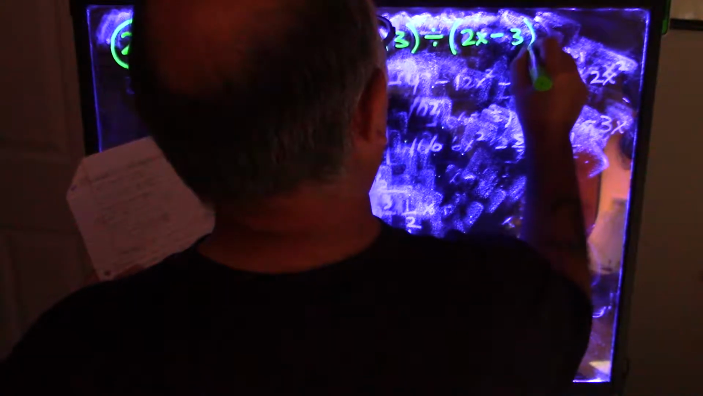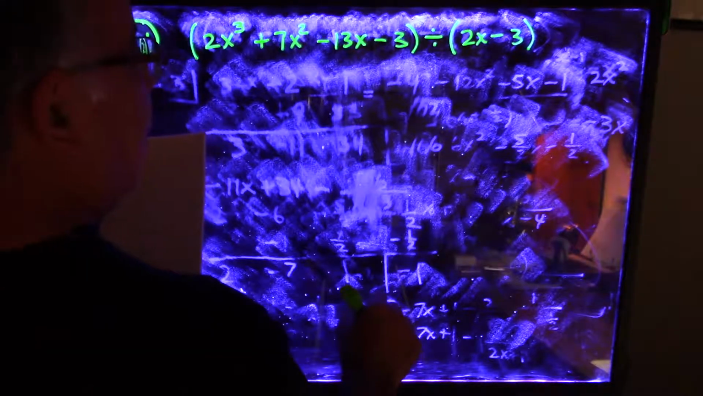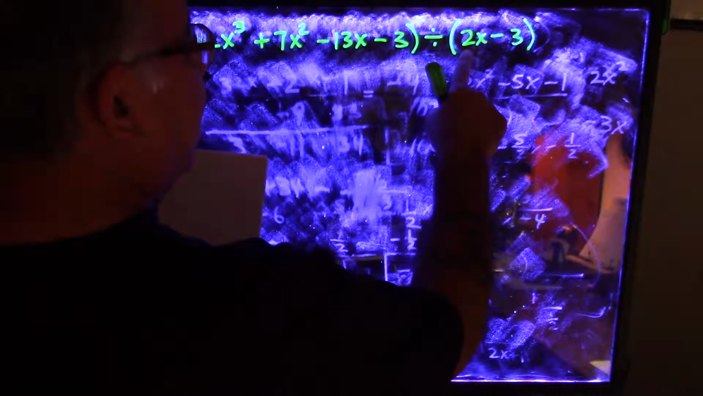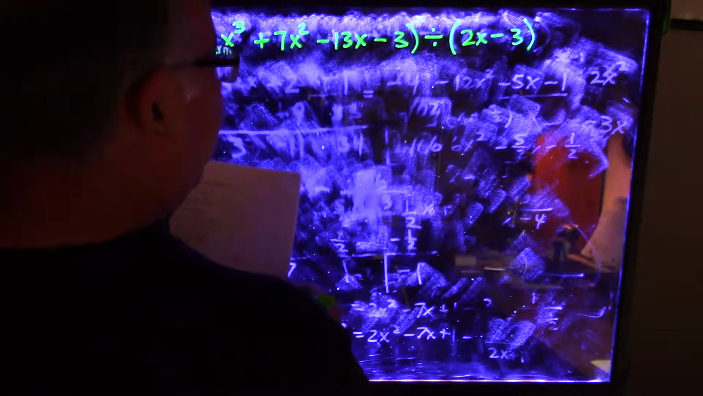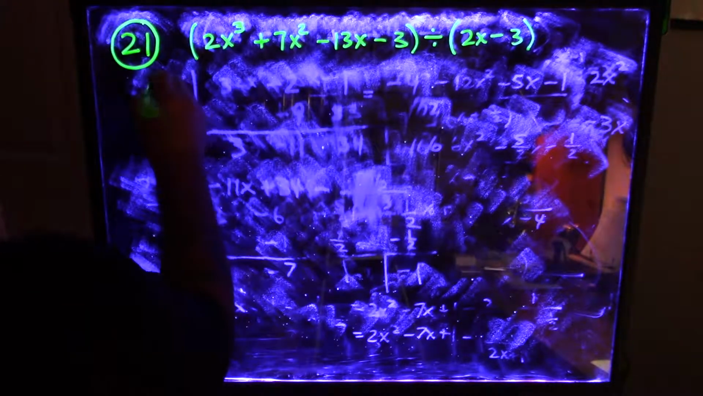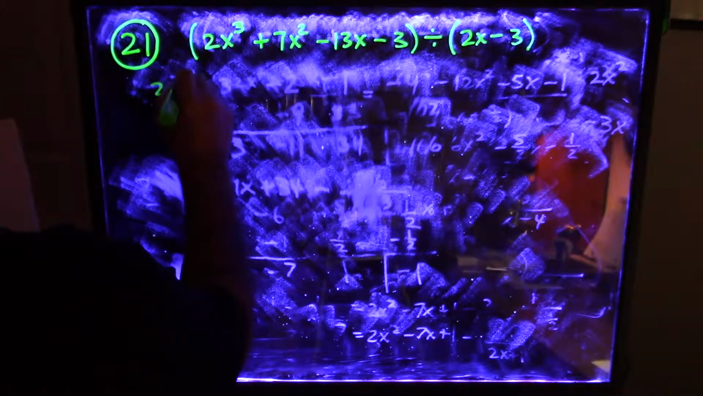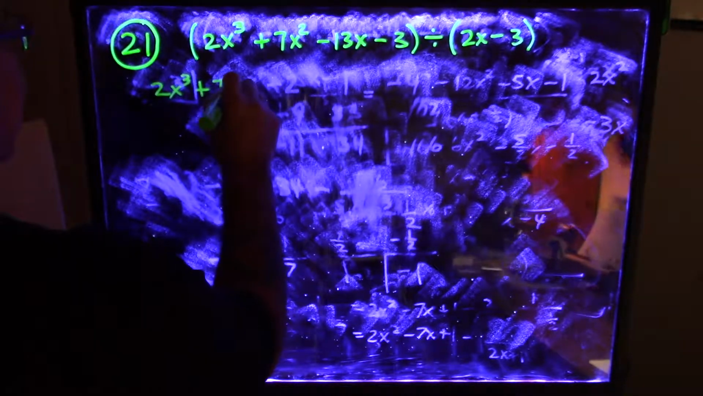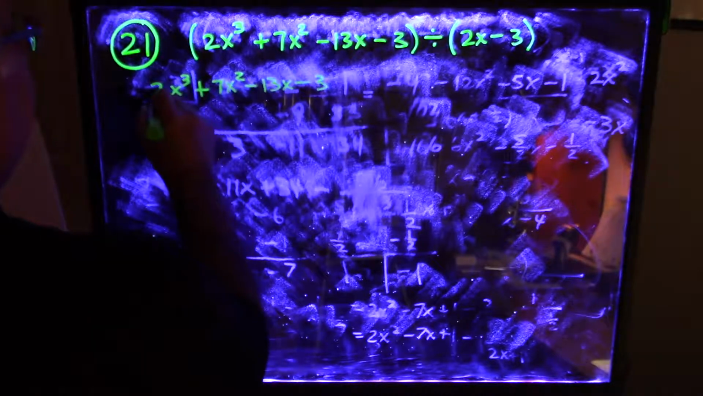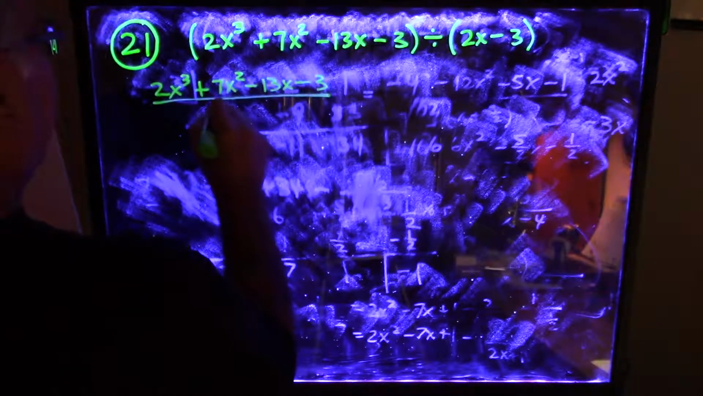So again, it has to be in the form x minus k. The coefficient in front of the x has to be a 1, a positive 1. It's not that way in this one. So we've got to get it that way. So I'm going to write this out. 2x cubed plus 7x squared minus 13x minus 3 over 2x minus 3.